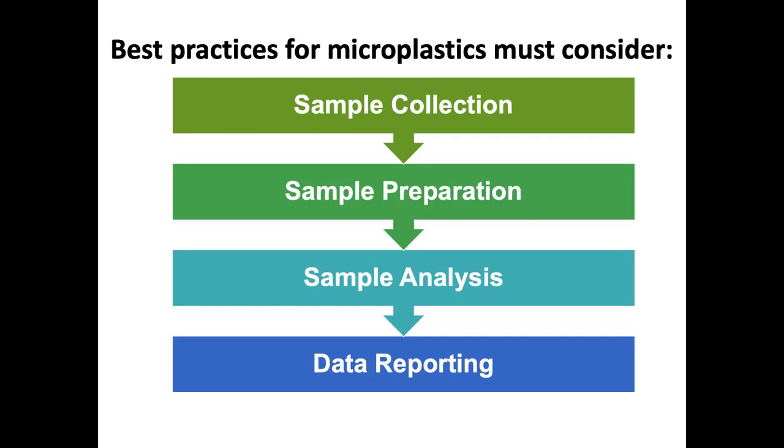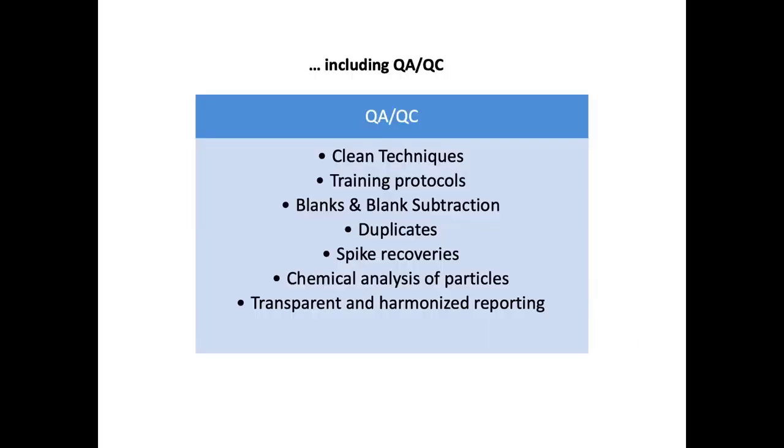For sample analysis, it's no longer okay to just use your eyes for the small pieces. Analytical chemistry is necessary, whether it's FTIR, Raman, pyrolysis GCMS, and then there's a spattering of others. And then data reporting is really important. How do you report it? How do you report how much you have? Is it in a mass concentration or a particle concentration? These are all things we're grappling with today, in addition to QAQC.